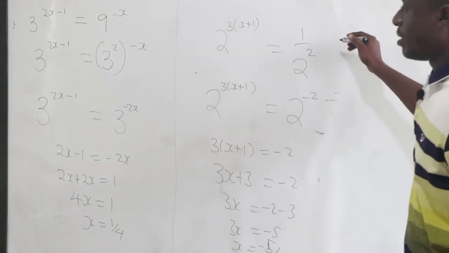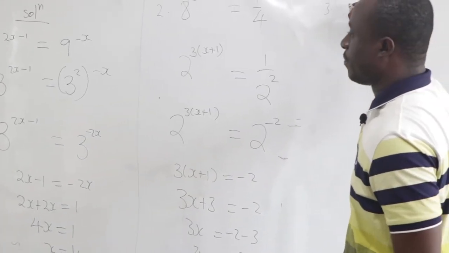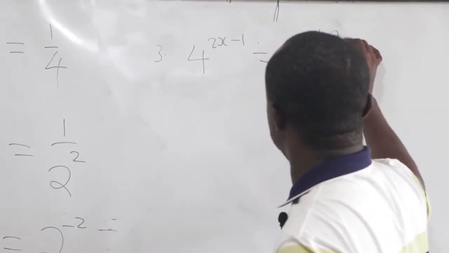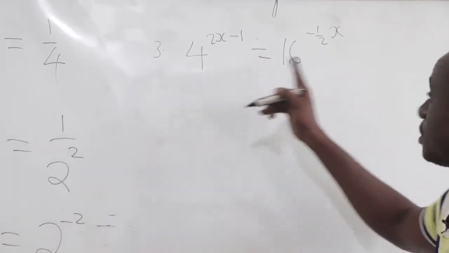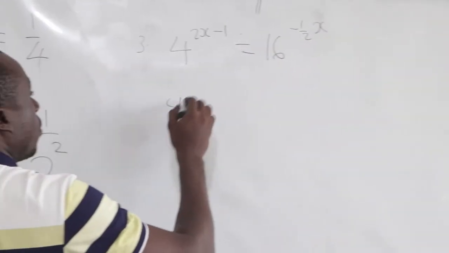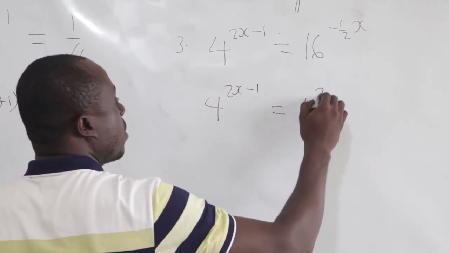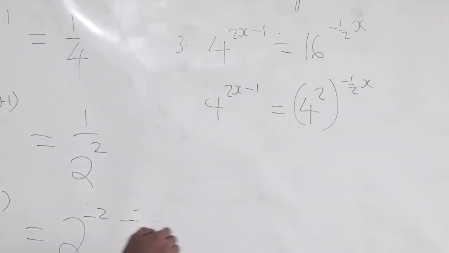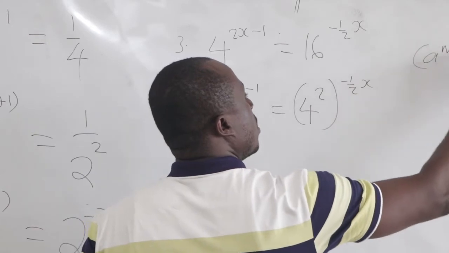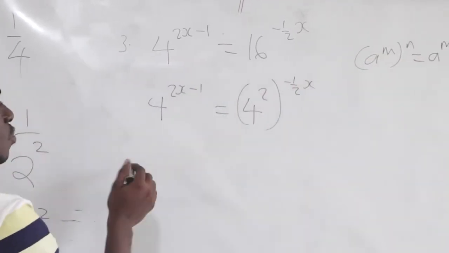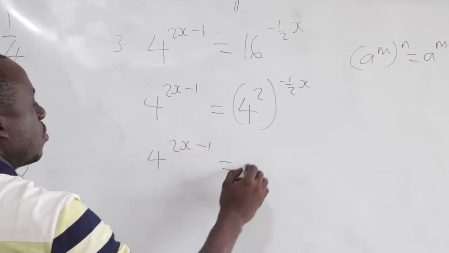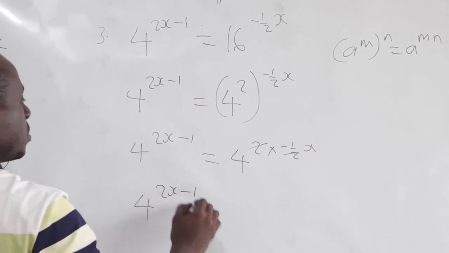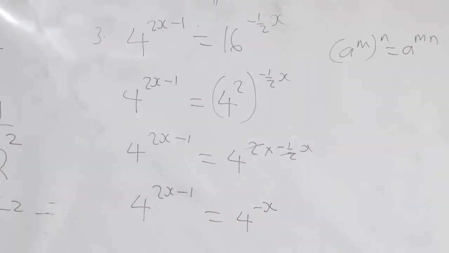Now let's see question number 3. We have 4 to the power 2x minus 1 equal to 16 to the power negative 1 over 2x. Clearly, this is 4. We can change the base here also to 4. So we have 4 to the power 2x minus 1 equal to 4 to the power 2, and what do you have? Negative 1 over 2x. Now, applying the power rule, that is a to the m, to the n equals a to the m times n, the 2 cancels that. So we have 4 to the power 2x minus 1 equal to 4 to the power 2 times negative 1 over 2x. This will cancel this. So we have 4 to the power 2x minus 1 equal to 4 to the power negative x.